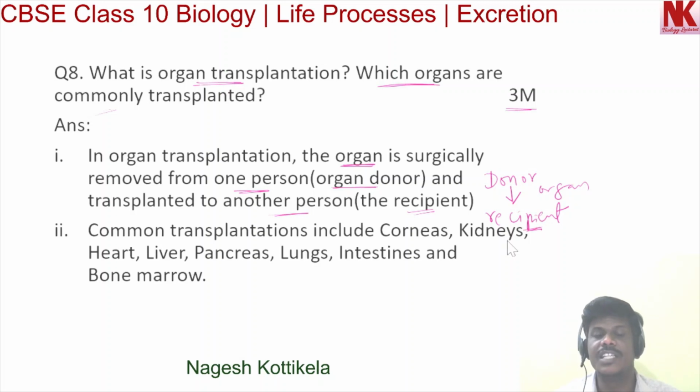If the recipient is suffering from kidney failure, then this is one of the strategies of improving the condition of the patient. Which organs are commonly transplanted? So, common transplantations include corneas present in the eye, kidneys, heart, liver, pancreas, lungs, intestines, and bone marrow. So, these are the commonly transplanted organs in humans.